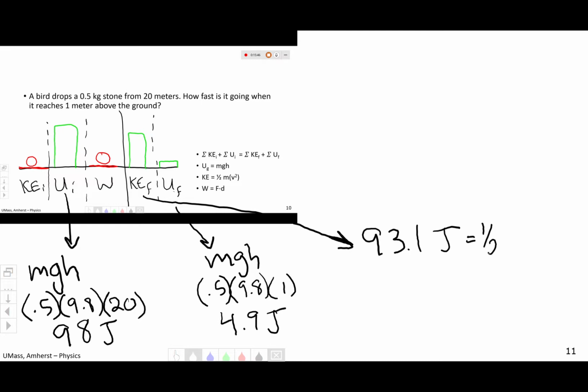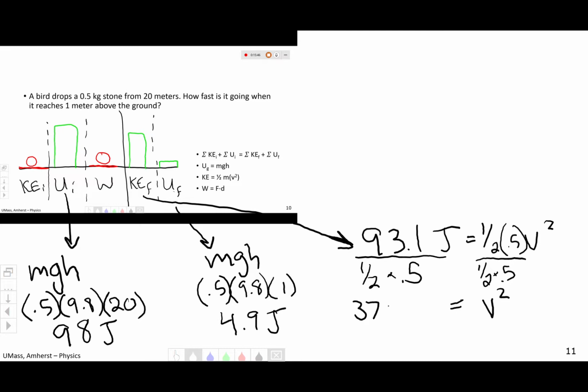That must equal 1/2 mv squared, where mass is 0.5. So if we divide by 1/2 times 0.5, we end up with a velocity squared of 372.4. Take the square root, and you end up with a velocity of 19.3, let's call it, meters per second.